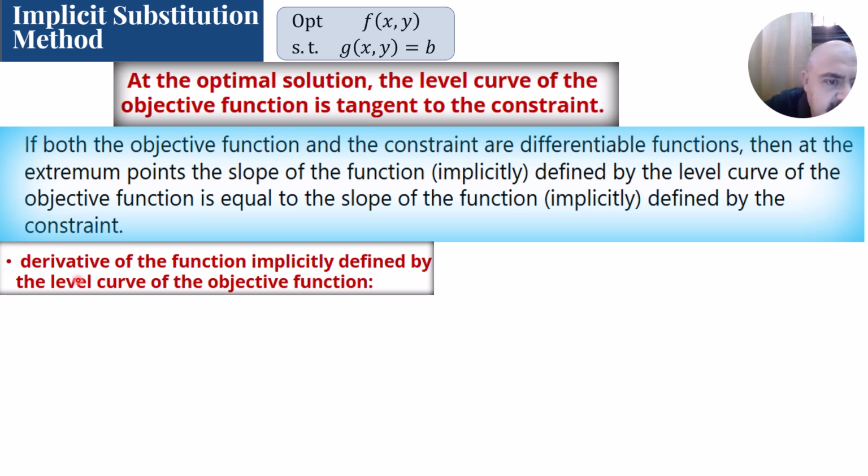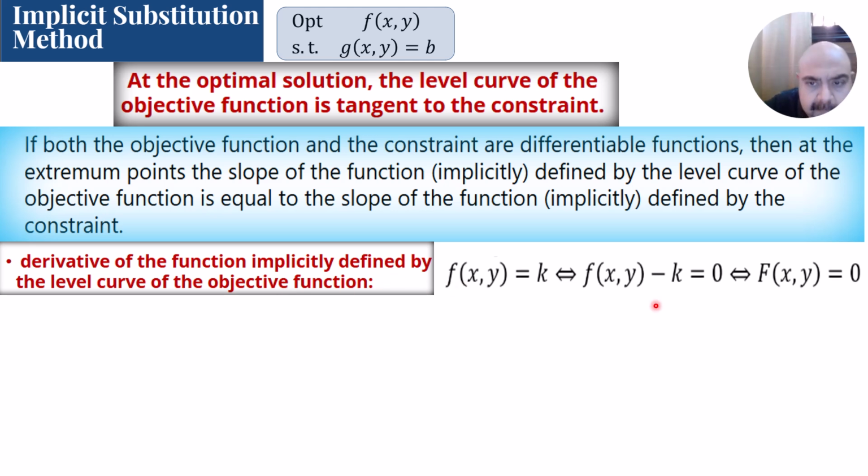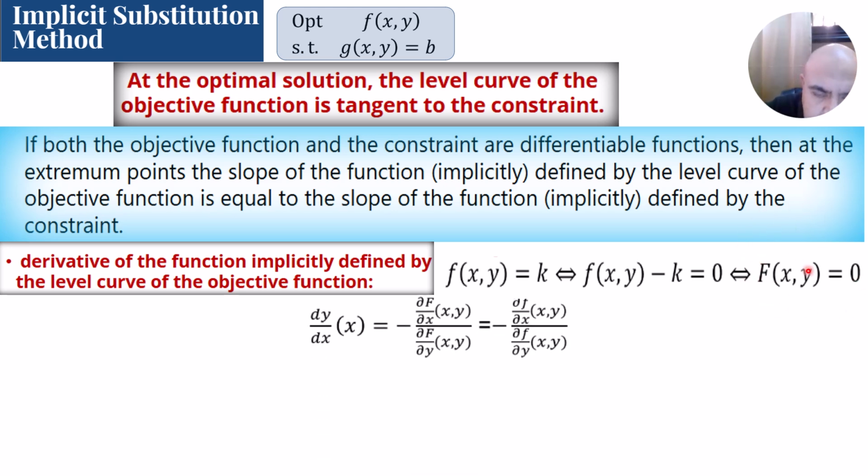First, I will get the derivative of the function implicitly defined by the level curve of the objective function. I will put my objective function equal to 0, getting this function equal to 0, and start differentiating with respect to x, and then with respect to y, and getting one with respect to the other. So getting dy by dx, and that's one of the reasons why we took the implicit function theorem. It's minus partial f partial x over partial f partial y. So now I have the implicit derivative for the objective function.